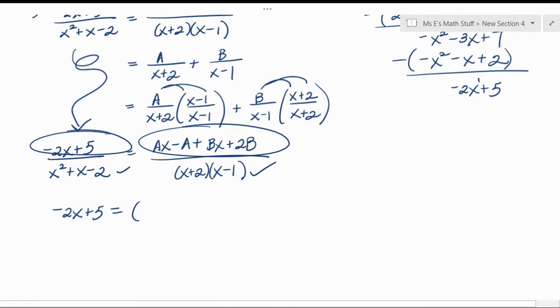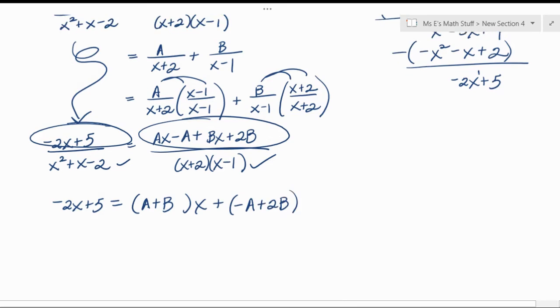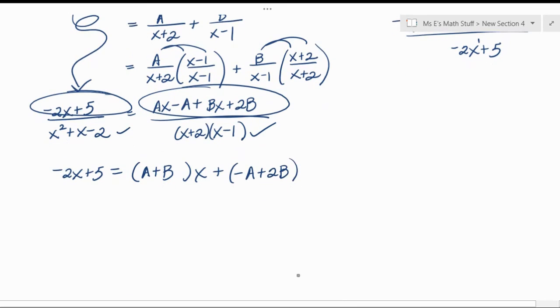So I'm going to group the x terms together and factor the x out on the right side. And then I'm going to group the non-x terms together as well. Okay. From there, if I want the polynomials to equal each other, then I would need a plus b to equal -2. And then I would need -a plus 2b to equal 5.